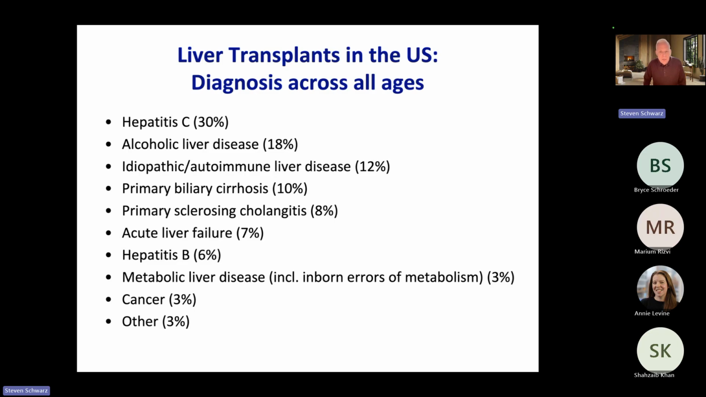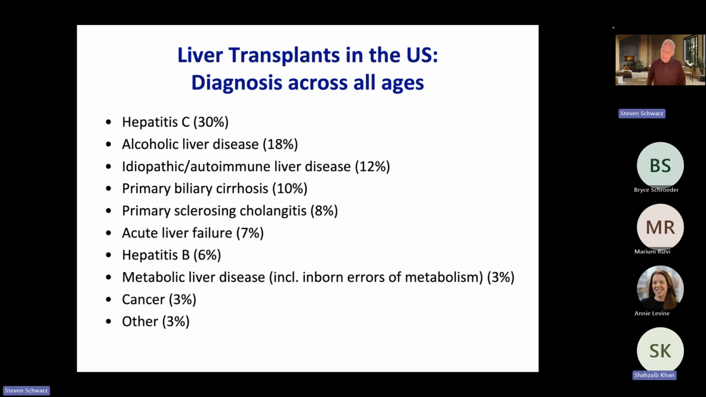If we look at the diagnosis across all age groups who ultimately undergo liver transplant in the US, hepatitis C remains at the head of the class, followed by alcoholic liver disease, autoimmune liver disease, primary biliary cirrhosis, primary sclerosing cholangitis, acute liver failure, Hep B, metabolic disease, cancer, and others. So what's missing from this list when we're talking about pediatrics?